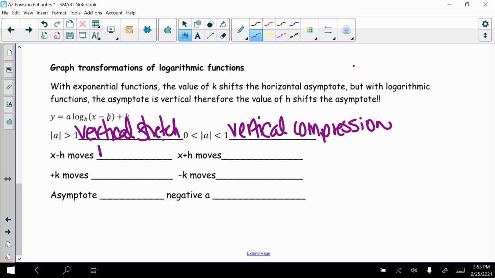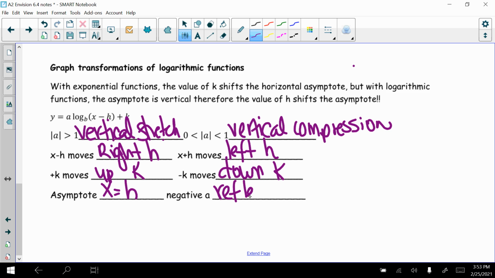X minus h still moves right h units. X plus h still moves left h units. Plus k still moves up k units, minus k still moves down k units. Our asymptote is x equals h, so whatever that h is. A negative a is just a reflection.